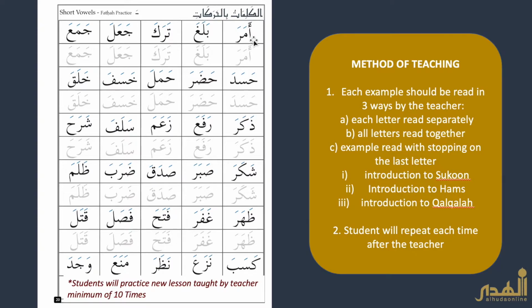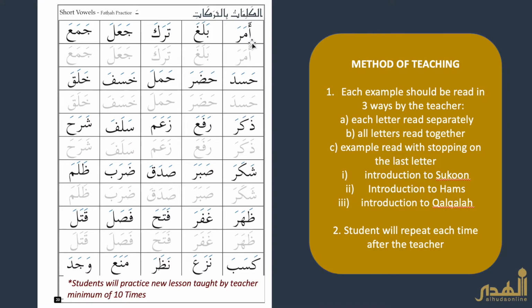A, ma, ra. And then the student will repeat after you. A, ma, ra. So notice I did not read it all together. I have broken it up. I'm pausing after each letter. And then the second way of reading would be reading it all together without any pauses. Amara.